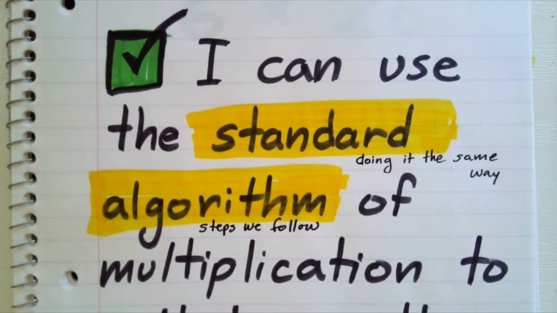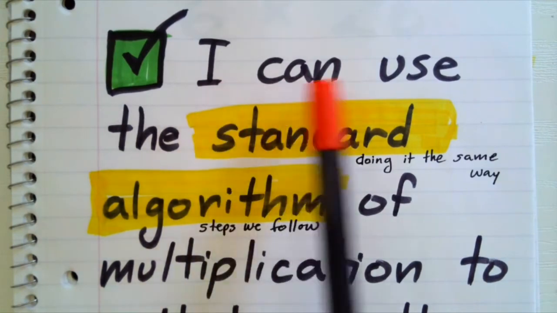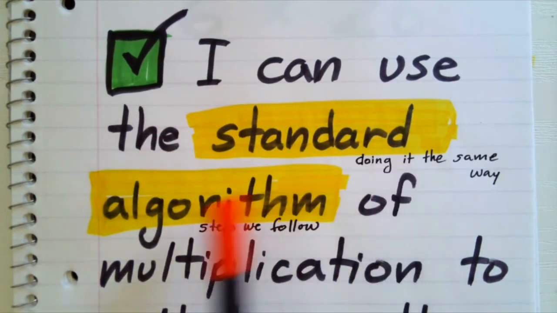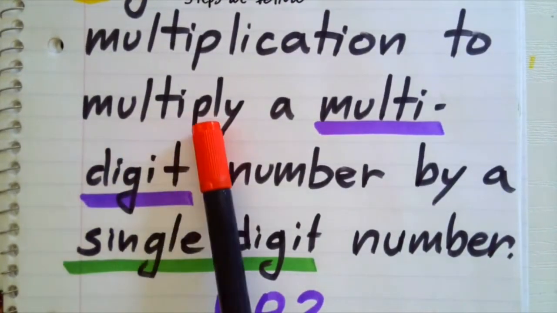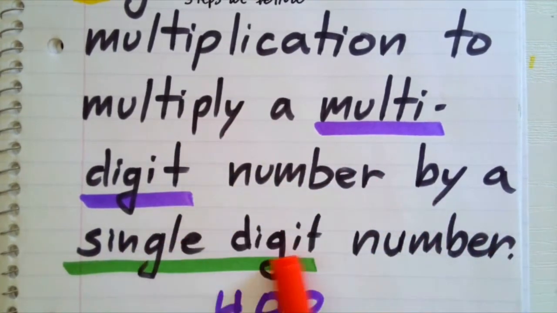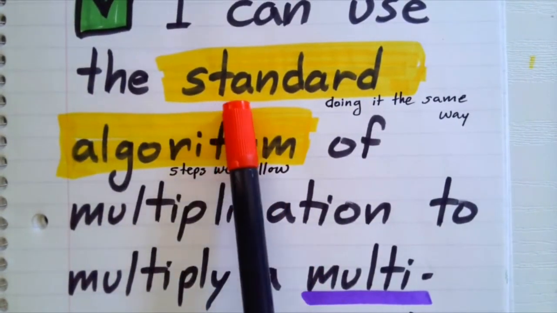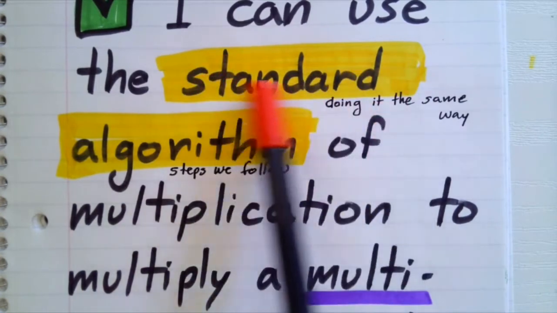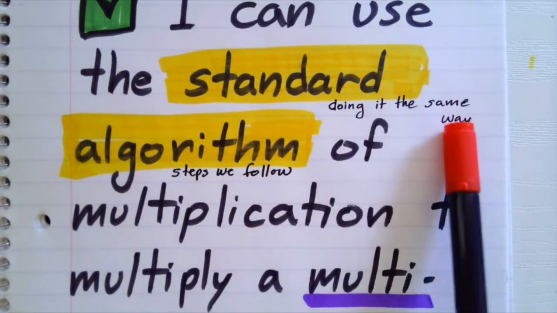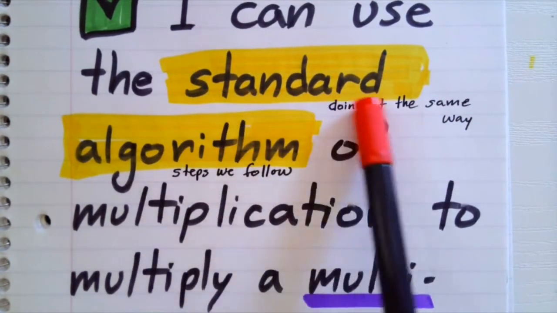Let's read our success criteria together. Ready? Begin. I can use the standard algorithm of multiplication to multiply a multi-digit number by a single-digit number. When we say standard, we are talking about something you do the same way as everyone else. We agree on a certain way to do things. That's the standard.